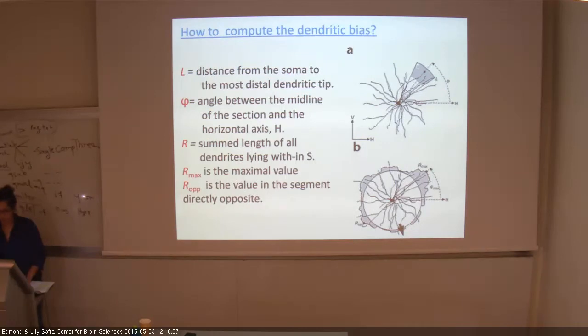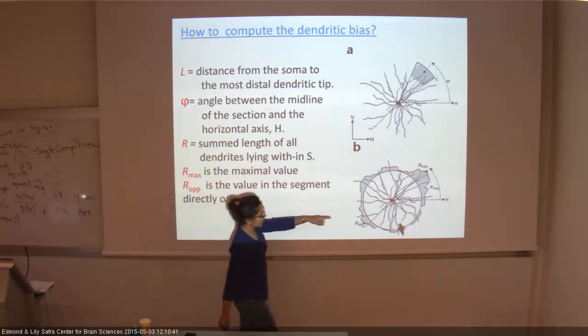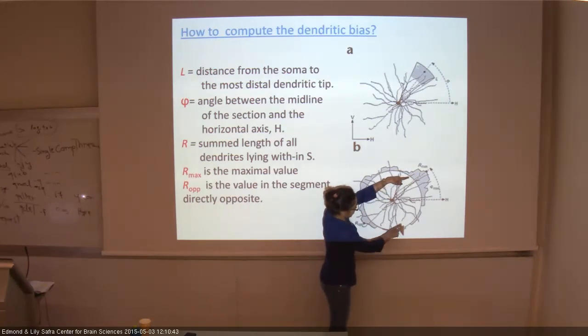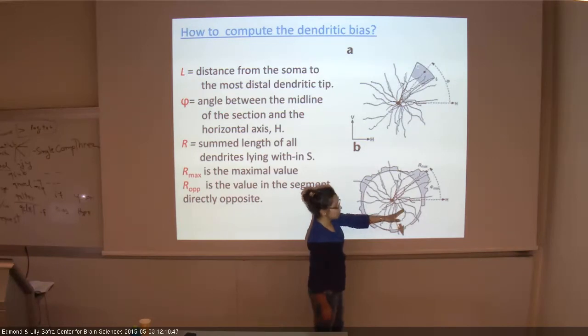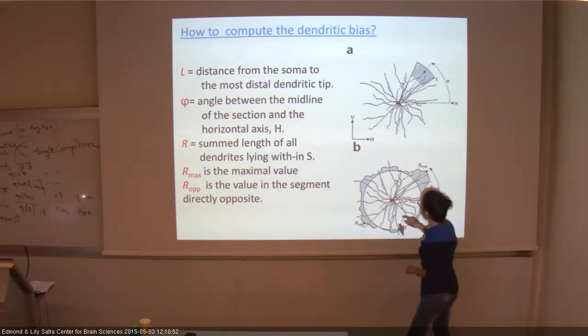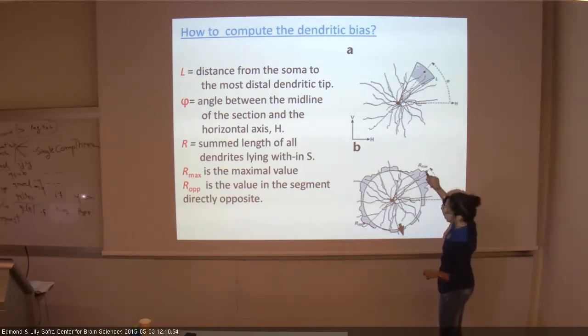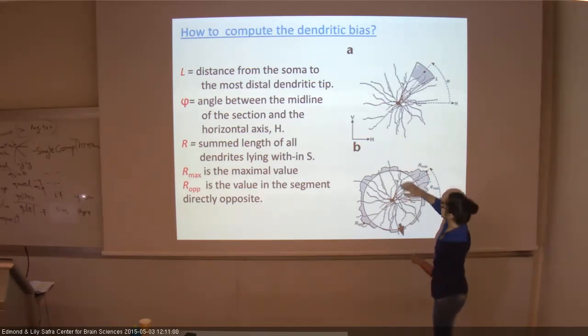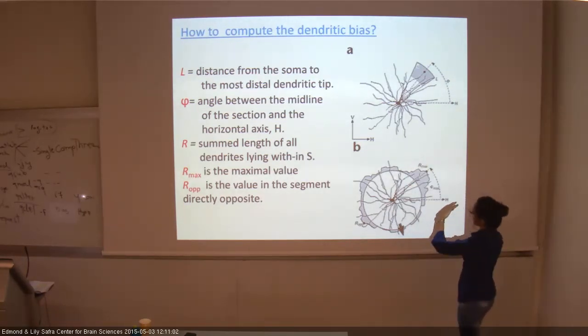Okay, so this is the angle phi, and this is the preferred direction, and the difference between these angles. What's the first angle? From the horizontal to this. This is the distribution of R max. This is the neuron. At each 1 degree, they calculated R max, which is the maximal value of R.